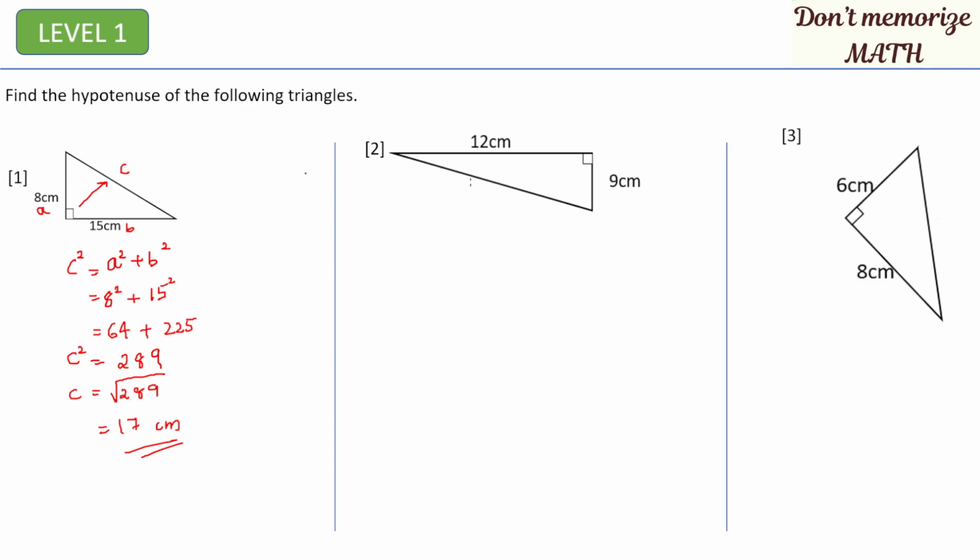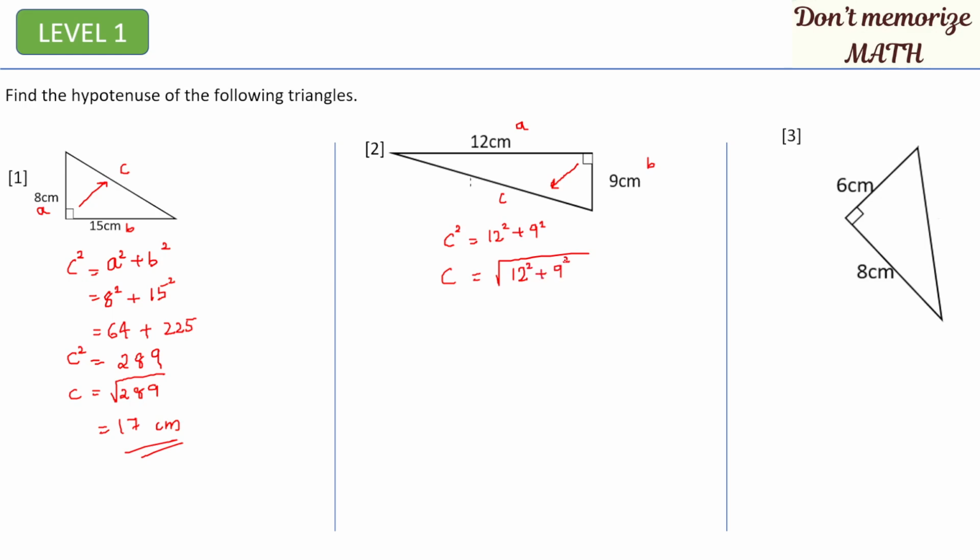Then see the next question. Opposite of 90 degrees is the hypotenuse, so this is c. Our Pythagoras theorem says that c square is a square plus b square. You can take this as a and this as b. If you have a calculator, you can directly find the answer. c will be the square root of 12 square plus 9 square. Like this you can find the answer.